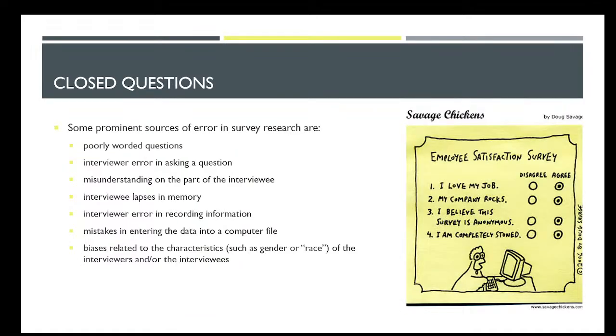Okay, now, some of the potential sources of errors with closed questions. Poorly worded questions is probably number one. And sometimes this just comes from, it can be lots of things. Wordy, jargon.